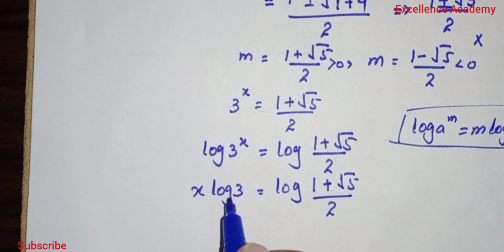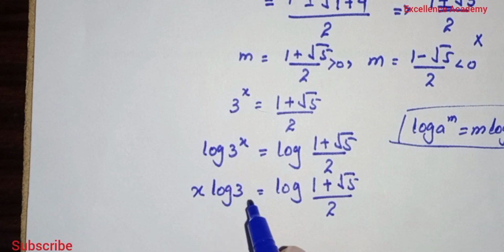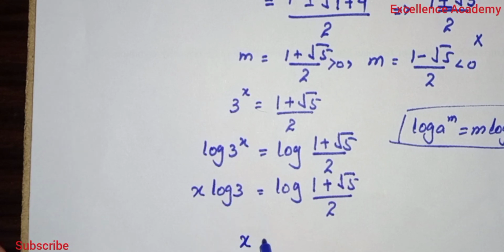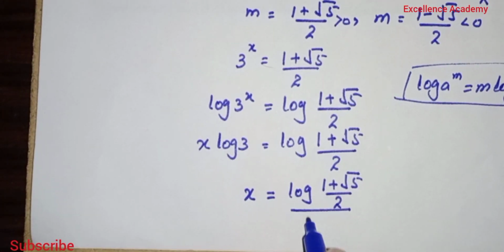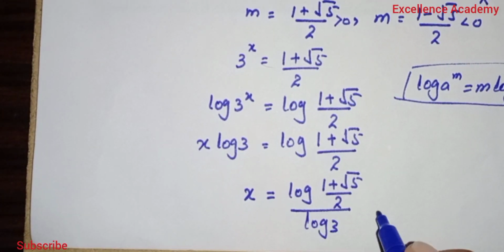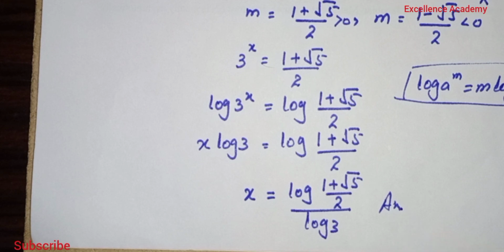Now to find the value of x, divide by log 3 on both sides. Then our solution is x = log((1 + √5) / 2) divided by log 3, and this is our required answer.